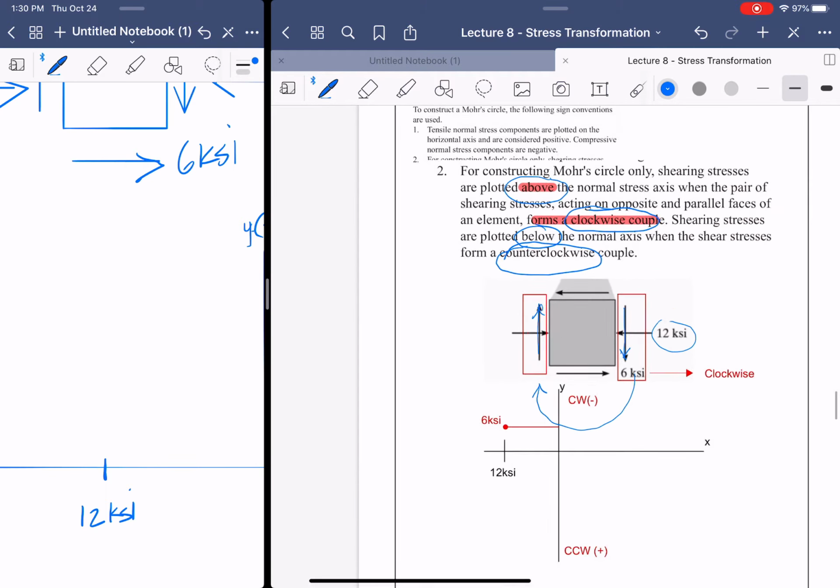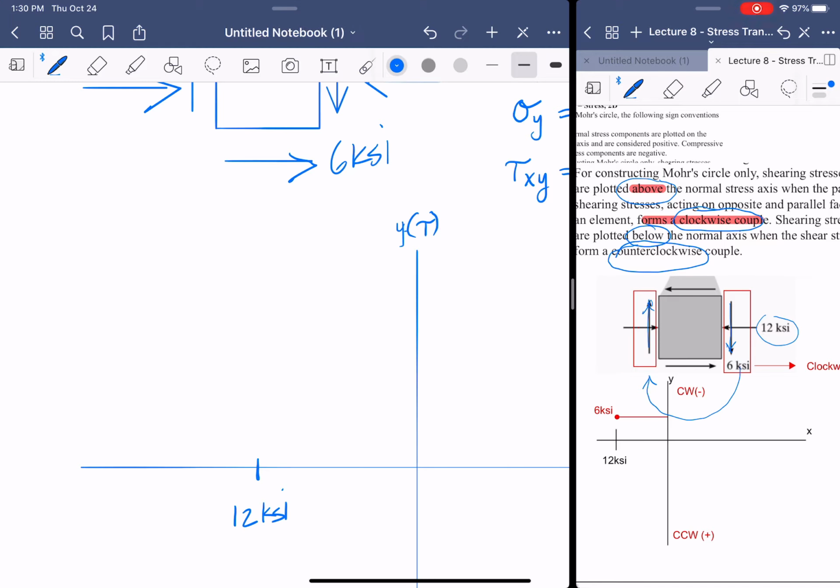Okay, so we'll back up and we'll go and draw it right now. And so we'll draw the 6 KSI, maybe around here. That's 6 KSI.